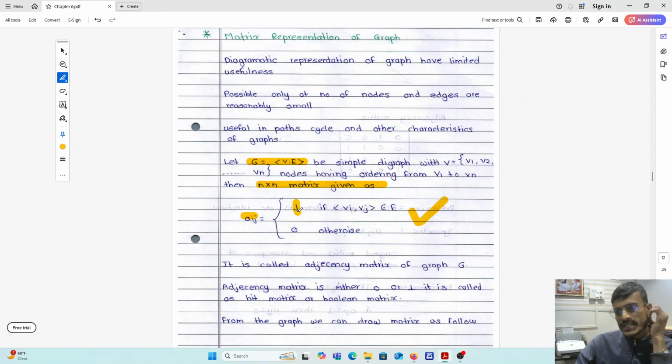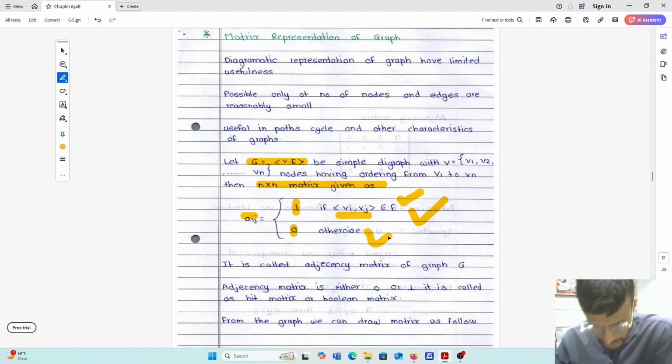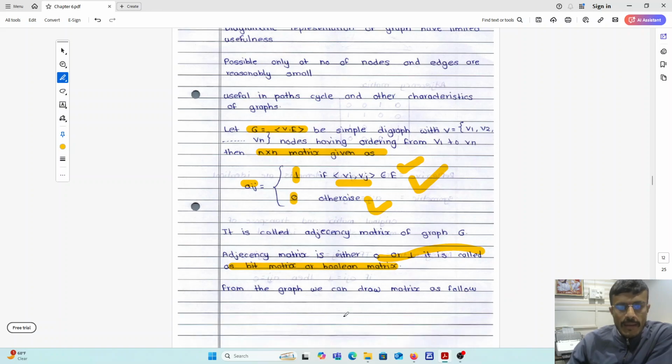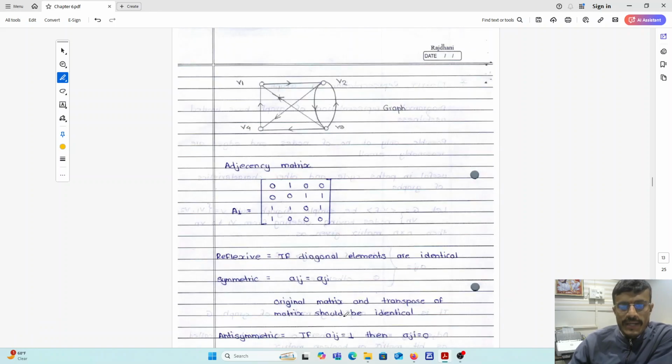We plot this as a 1 whenever V of i, V of j is present, that belongs to E, then we mention 1, otherwise we mention 0. That is the adjacency matrix. The adjacency matrix is either 0 or 1. It is called a bit matrix, or it is called a Boolean matrix, because generally bits or Booleans are also counted in 0 and 1. From the graph we have drawn the matrix as follows.